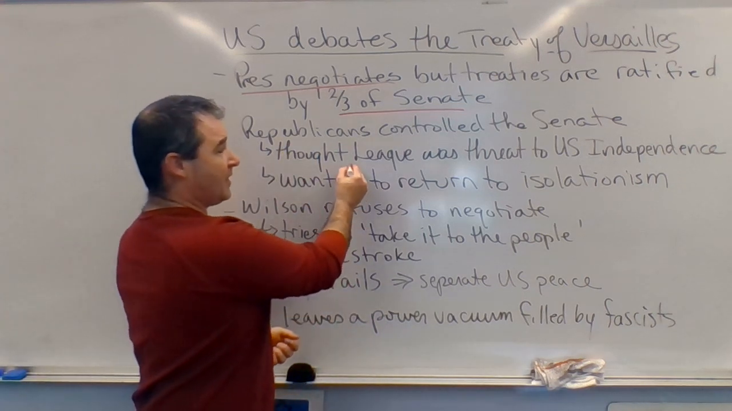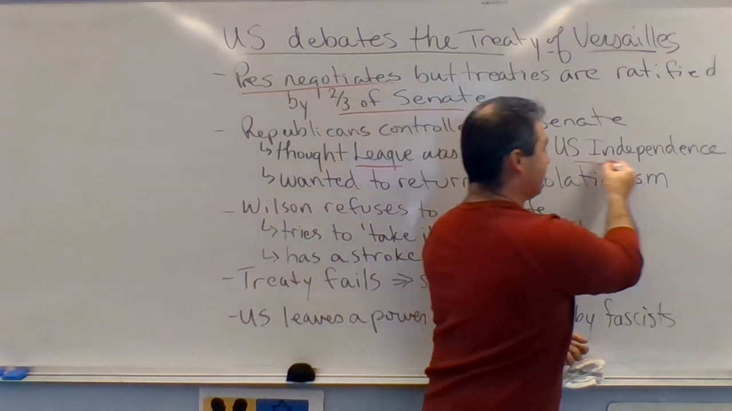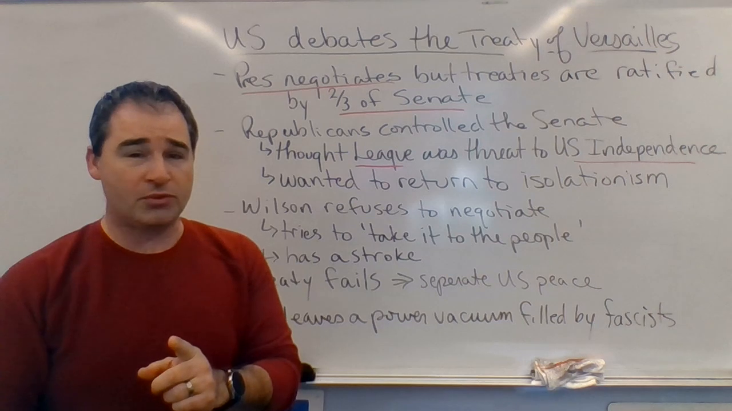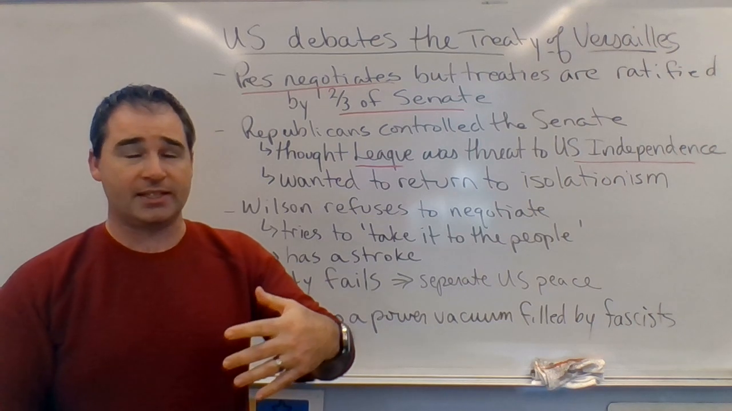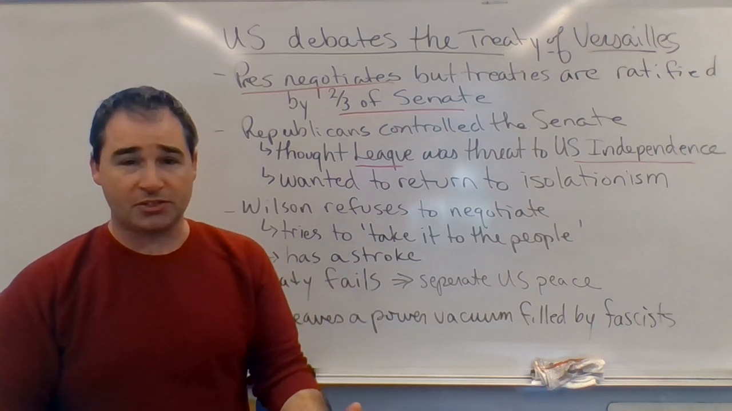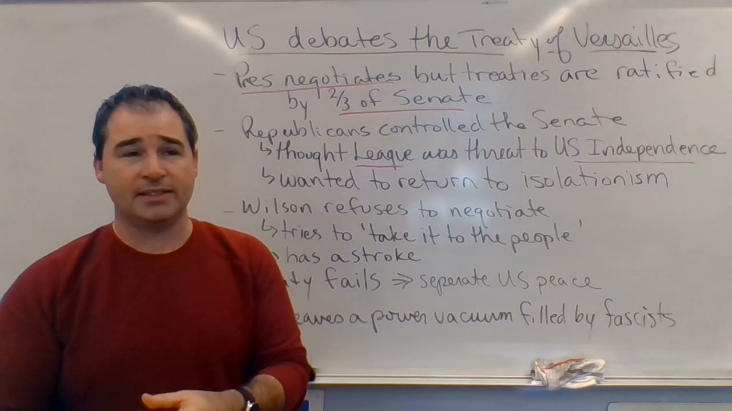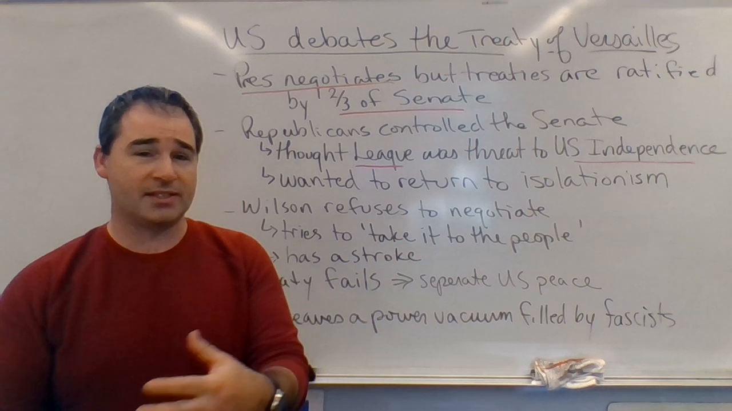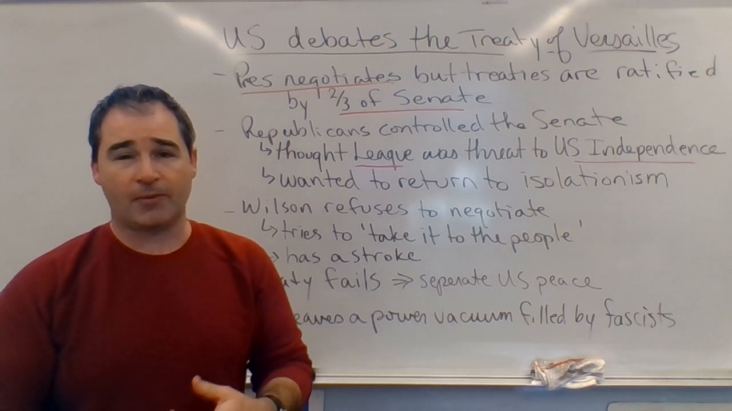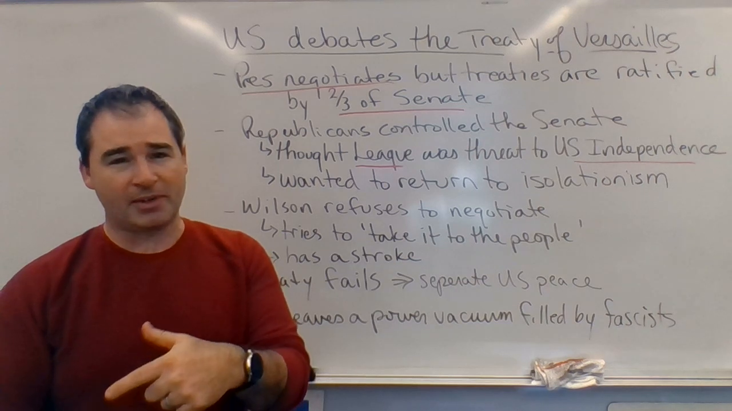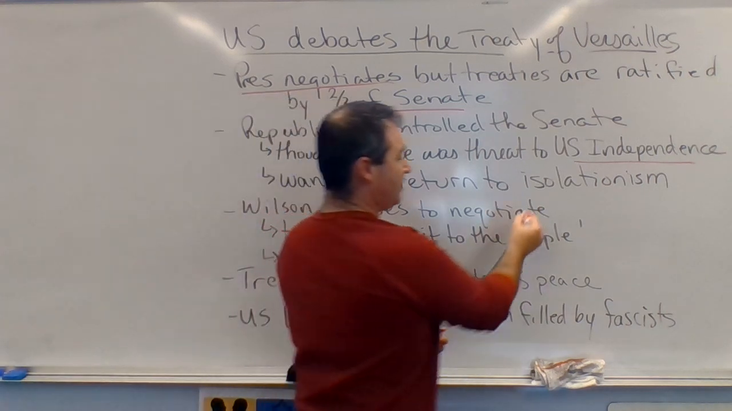And they thought that the League of Nations was a threat to United States independence, because if the League of Nations were to vote to go and militarily act against another country, that would override the American Constitution, which says that the Senate has to approve any sort of military action, or Congress does. What they wanted, or what they felt that the American people wanted, was a return to isolationism.